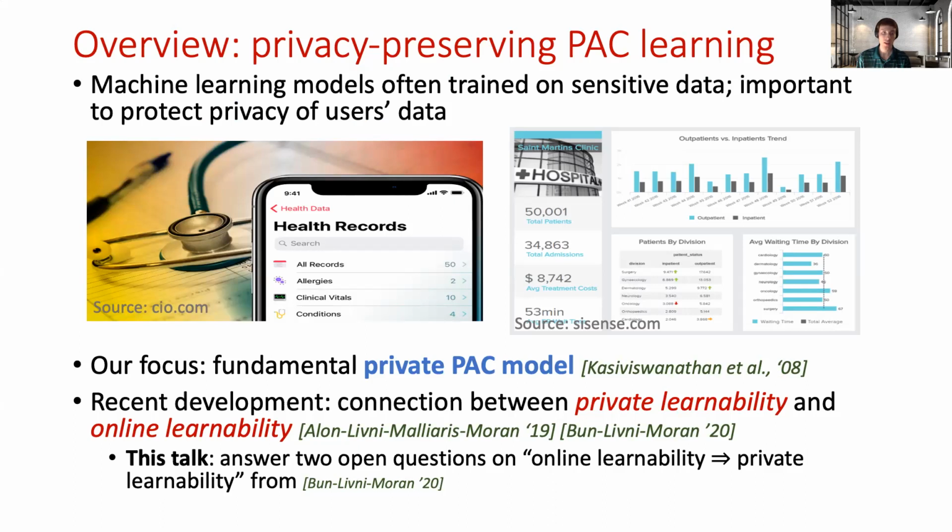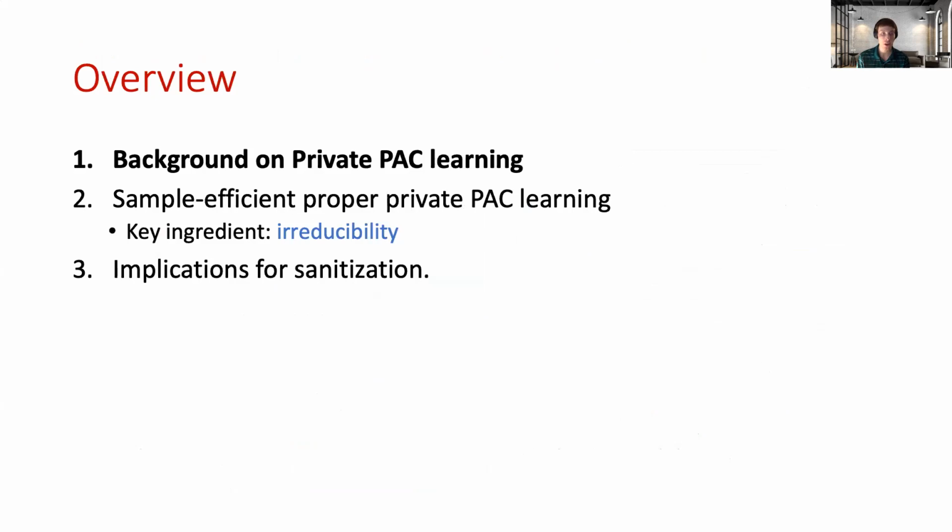And in this talk, I'm going to discuss our paper, which answers a couple of open questions from the paper by Bun, Livni, and Moran, which showed the direction of this equivalence that online learnability implies private learnability. So here's an overview of the talk. I'll begin by discussing some background on private PAC learning, and then I'll discuss our main results.